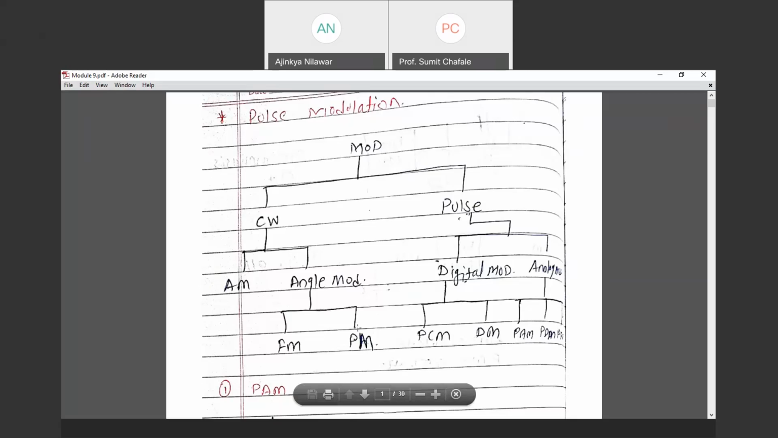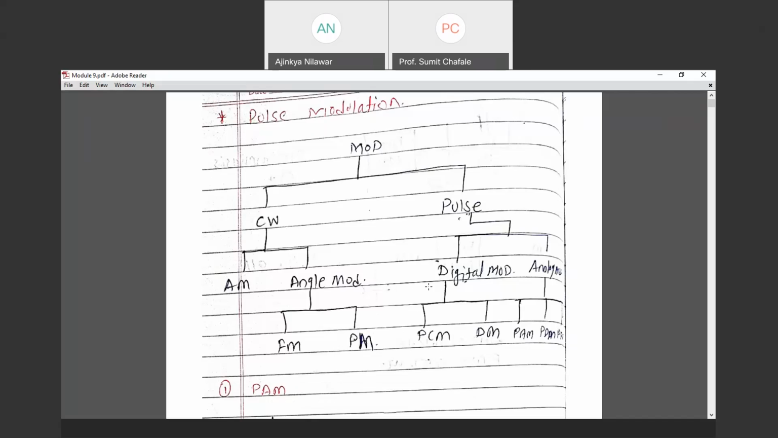That means we can change its attribute, three attributes. So this deals with amplitude modulation, or we can say continuous wave modulation. But in today's topic, we will deal with digital communication. So what is the basic difference between analog and digital?